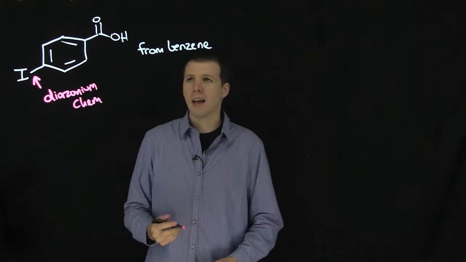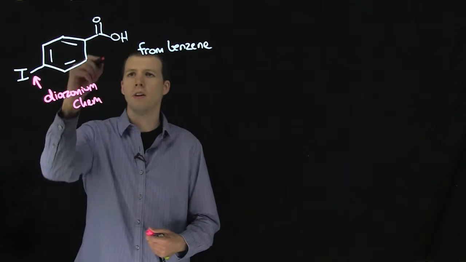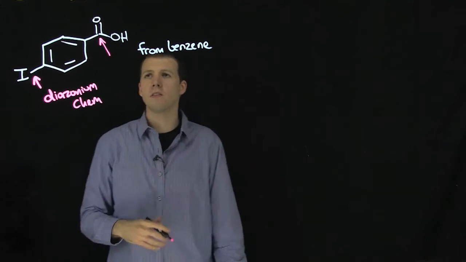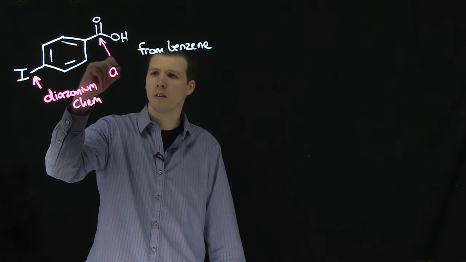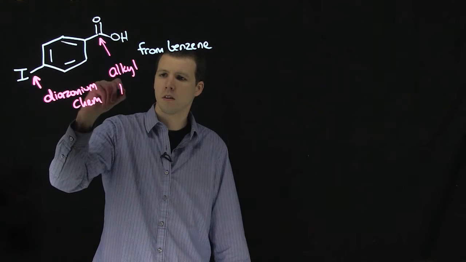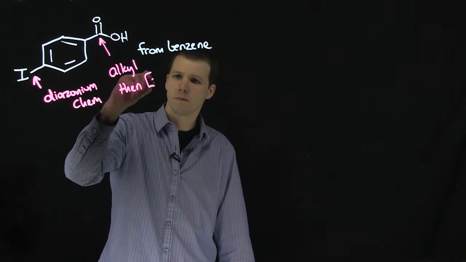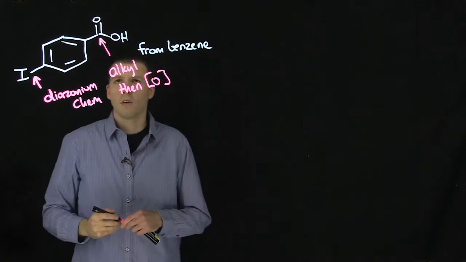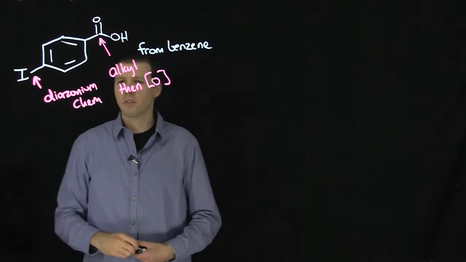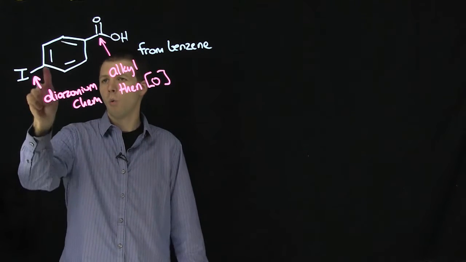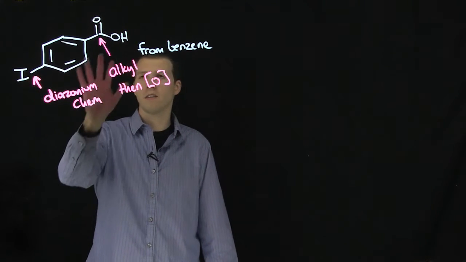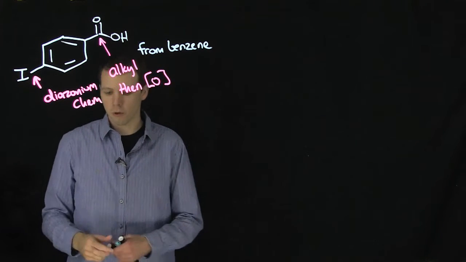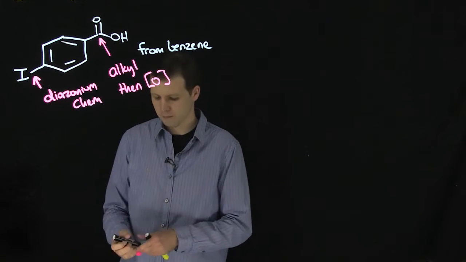And for the carboxylic acid, again, we don't have a direct method, but what we can do is put an alkyl group at this position and then oxidize. Okay, so what we'll start with is we'll work on this position by installing a nitrogen. Then we can direct the alkyl group, and then we'll do our functional group transformations.